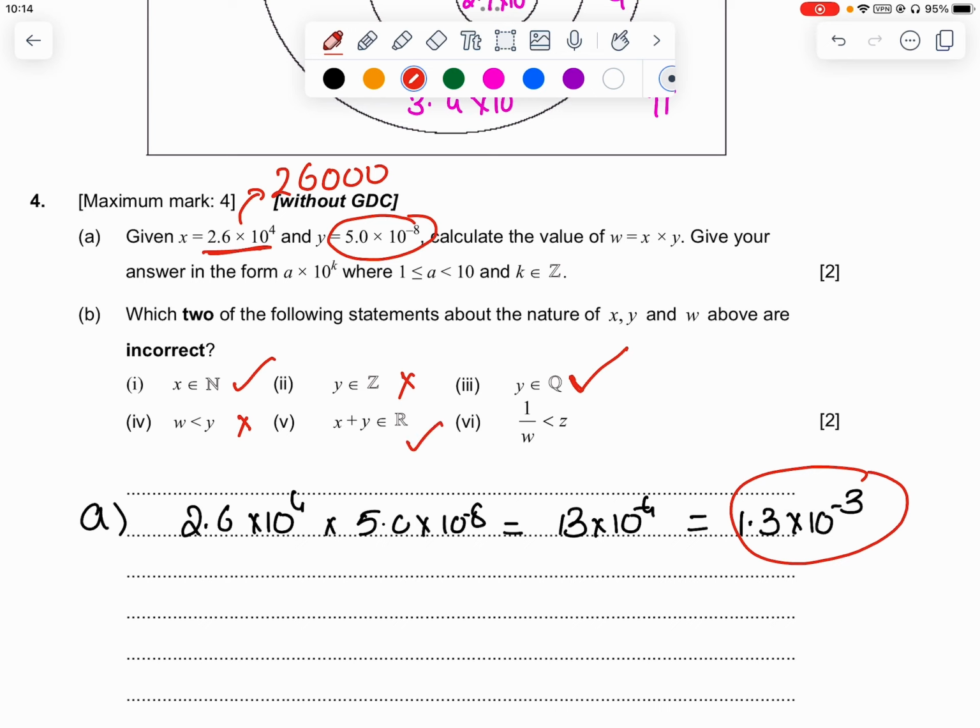1 upon W is less than Z. So what is Z over there? Has he given anything over here as Z? Nothing has been given as Z. So this is an irrelevant question because we have been given only X, Y, and W, which is X times Y. So therefore 1 upon W is less than Z is not any relevant question. So what are incorrect? The second one and the fourth one are the incorrect ones.